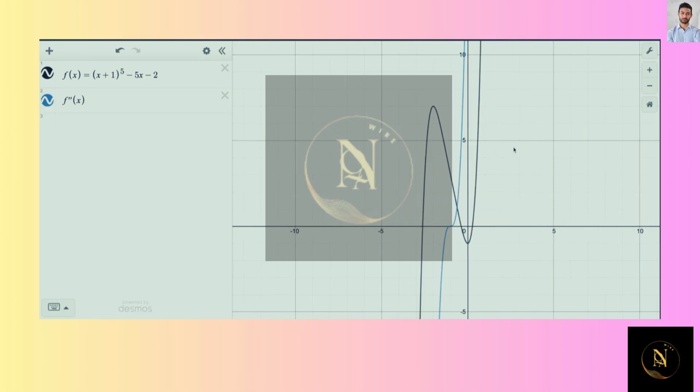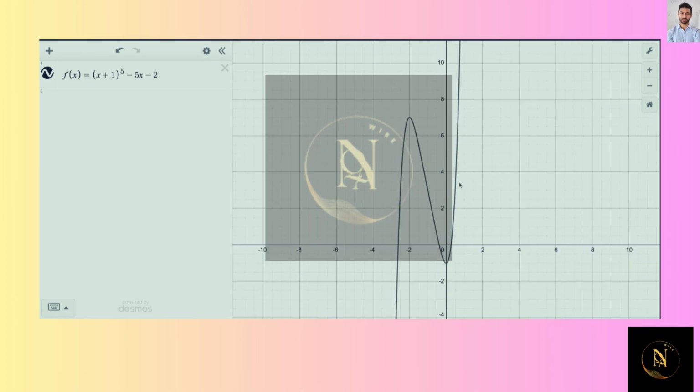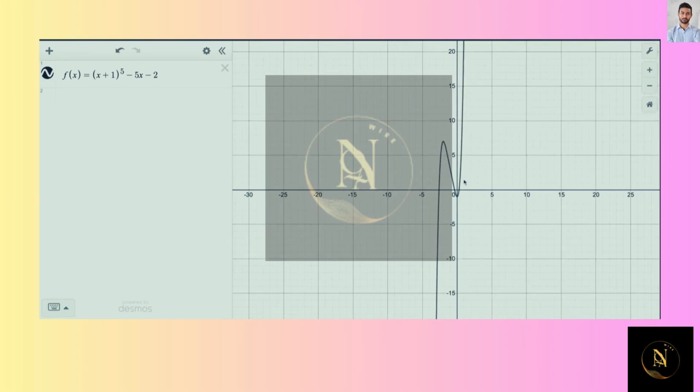So with all this information that we see from the derivative and the second derivative, we're able to graph our function, which will look something like this.